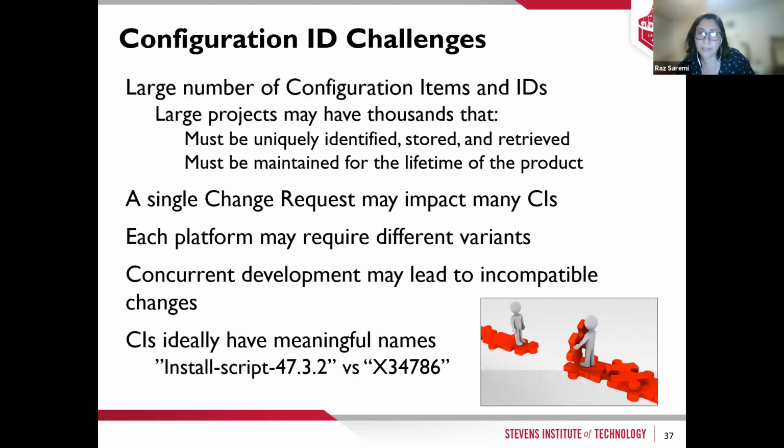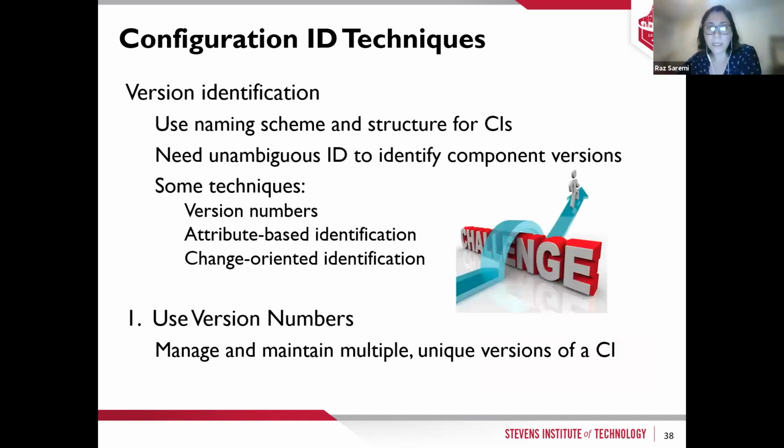The challenge that we have is how I'm going to name this configuration item, and why I want it to be meaningful and easy to follow. We have different models of naming. One, we can do version identification, where we use the name of a schema and a structure of the configuration item. For that, we're doing an unambiguous ID that we can expand to different configuration items. So we can use version numbers, attribute-based, and change-oriented identification.